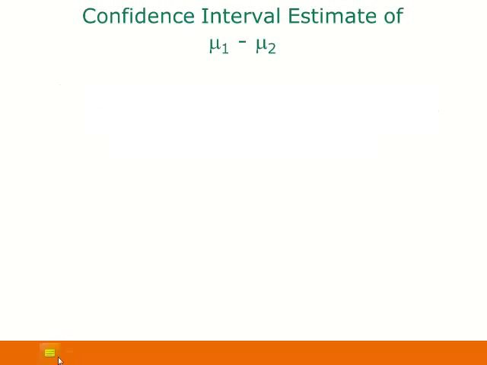So for our confidence interval estimate of mu sub 1 minus mu sub 2, that's our parameter that goes in the middle of our confidence interval. Our lower limit is going to be our point estimate, which is the difference between the two sample means, minus our margin of error. Our upper limit is going to be our point estimate plus our margin of error.